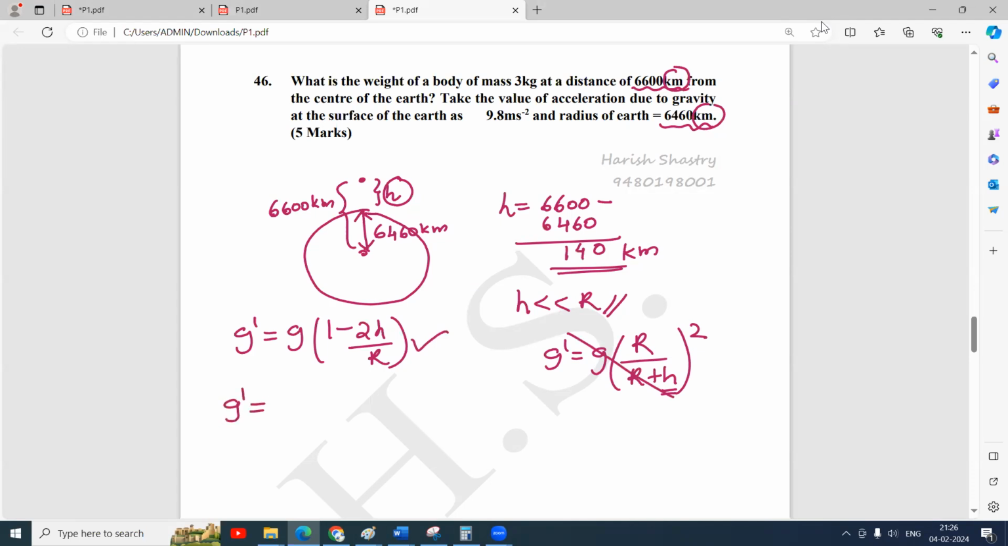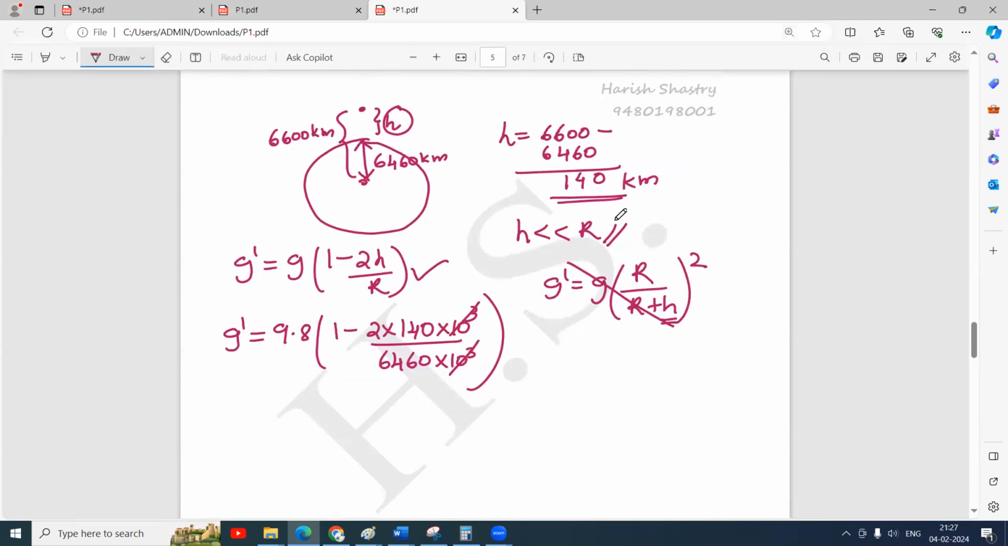This is okay. What is g dash? g dash is equal to g, acceleration due to gravity on the surface of the Earth, that is 9.8, into 1 minus 2 times 140 kilometers. I don't convert kilometers into meters. Of course, if you want, you can convert it. 10 to the power 3 meters divided by radius of the Earth. Radius of the Earth is 6,460 kilometers. And kilometer gets cancelled.